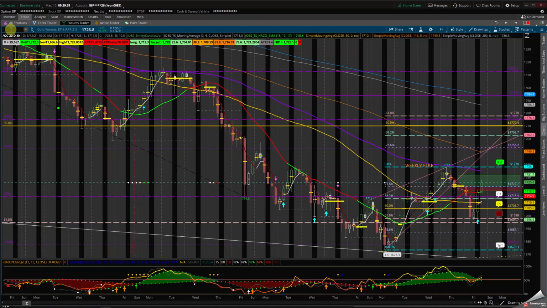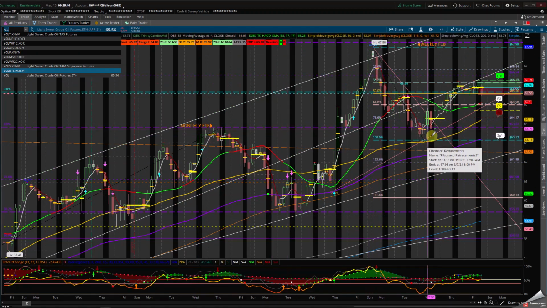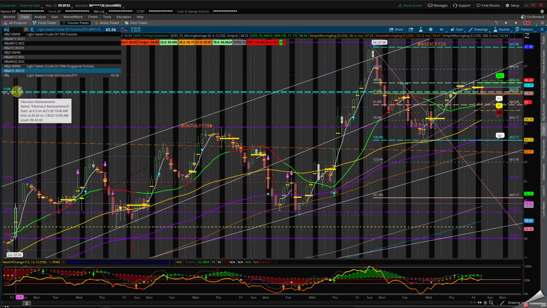Let's do CL, that's crude. As we can see, crude oil, this is the monthly high. This is the weekly high and low. Crude is hovering around the 50% on the weekly Fib and just above the annual high. You have to pay attention to this Fib. It's very important at $65.